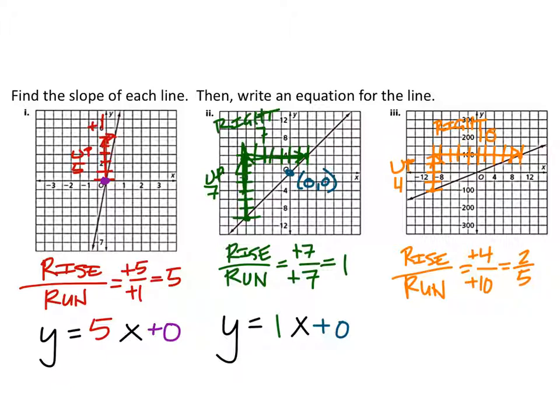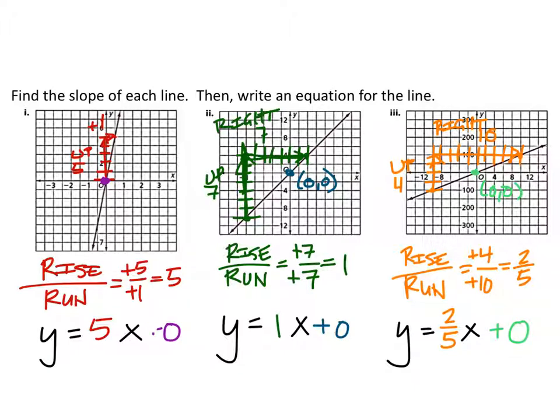So in the equation, of course, we'll start with y equals something x. And we know that our slope is 2/5, so that will be the coefficient of x. So y equals 2/5 x. And then we find the y-intercept right here. Again, it's the origin at 0, 0. So again, we can write plus 0.